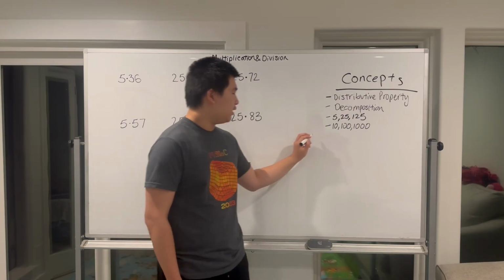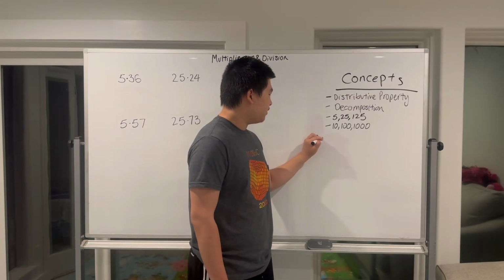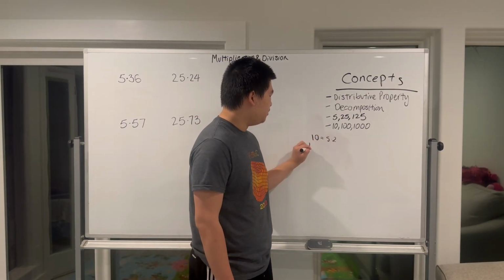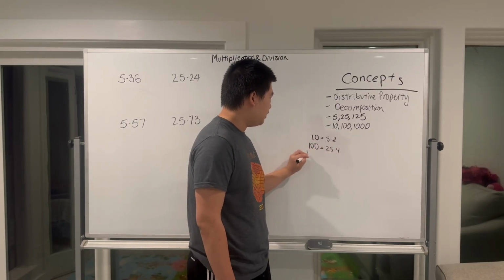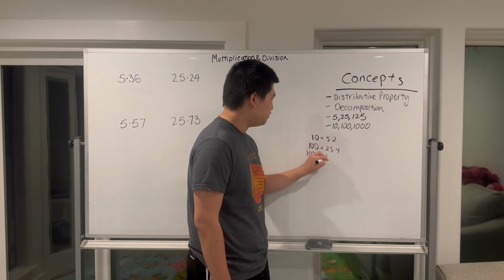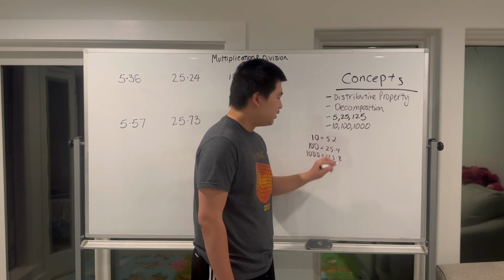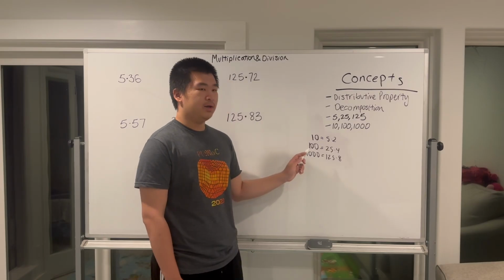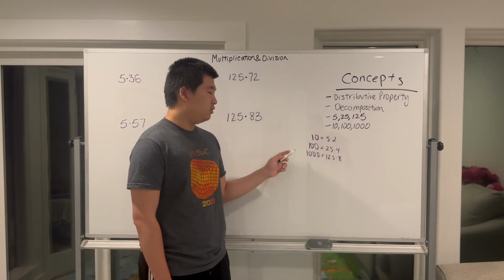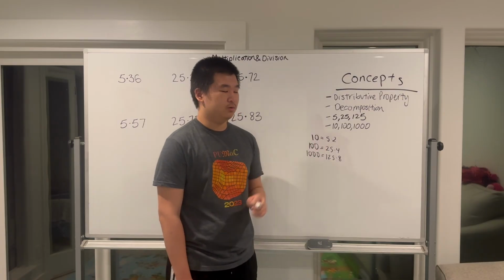I'll show you right now. Because 10 equals 5 times 2, right? And 100 then equals 25 times 4. And 1,000 equals 125 times 8. And some of you might have noticed, oh, this is just saying 10 equals 5 times 2, 10 squared equals 5 squared times 2 squared, and 10 cubed equals 5 cubed times 2 cubed.